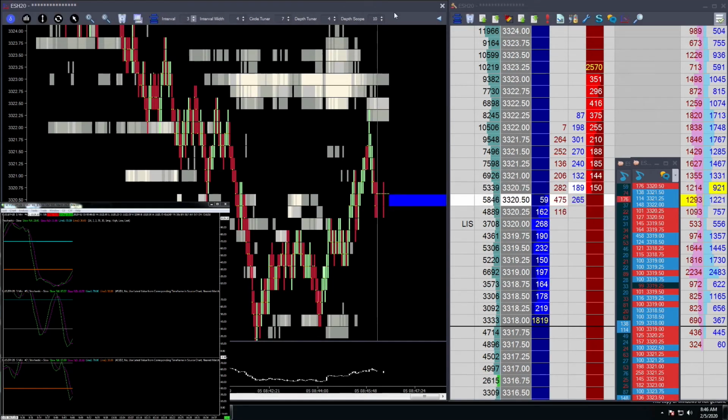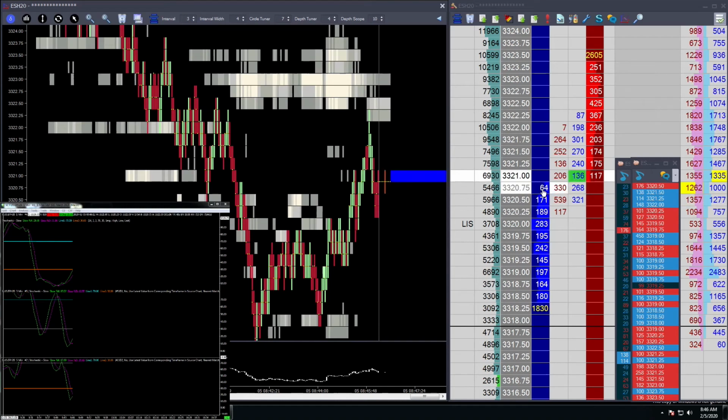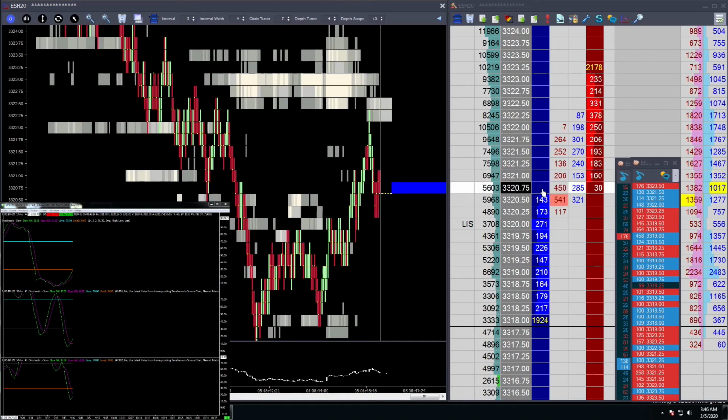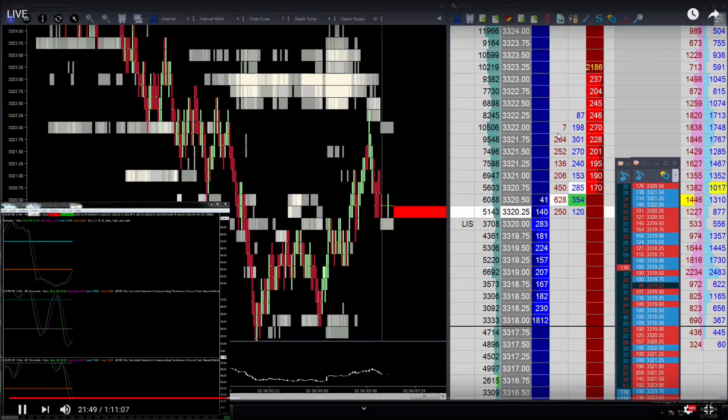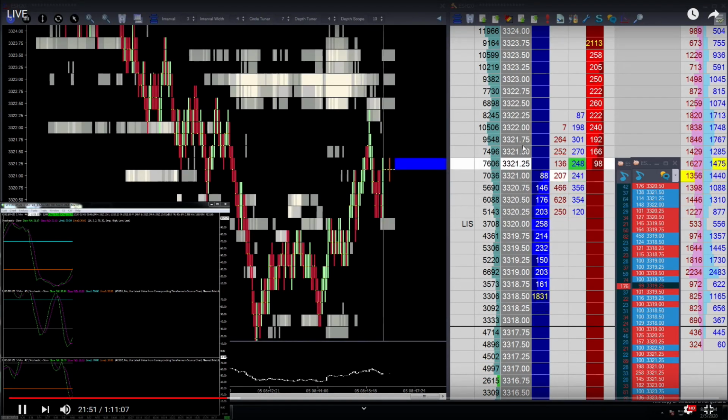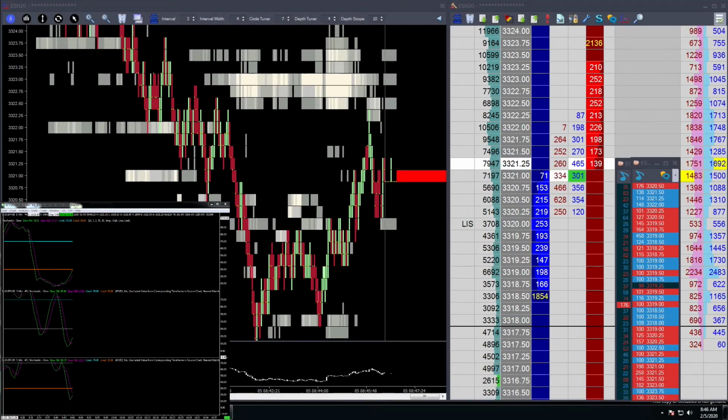So I need to see buyers dig in again right here. That's what I'm looking for. Buyers need to dig in. And it bounced right here, and that could get the move going down again. So I'm a little indecisive about it. I do want to take it long if we cross it, though.